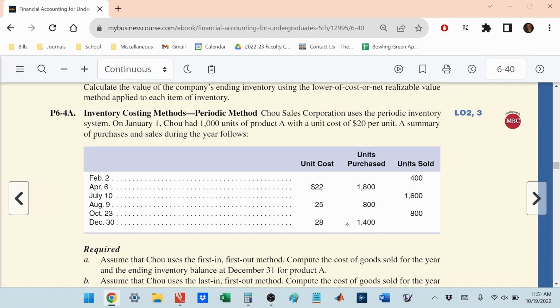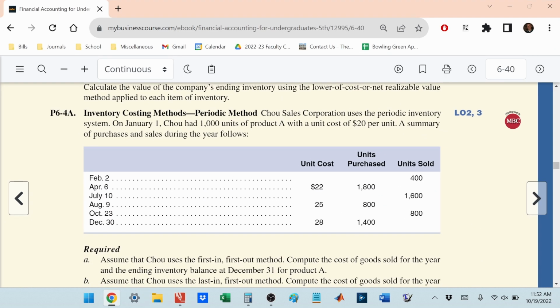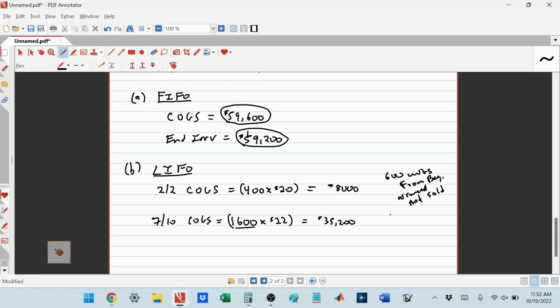And then finally, oh, and keep track. We only grabbed 1,600 of the 1,800 on April 6th because that's all we sold on July 10th. So there's 200 units from the April 6th purchase we assume weren't sold. So 200 units from the April 6th purchase assumed left over, or not sold.